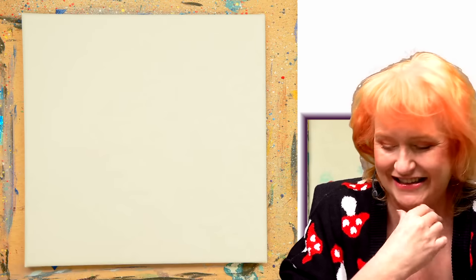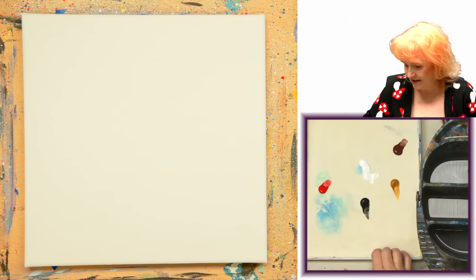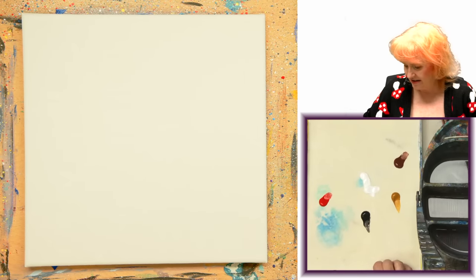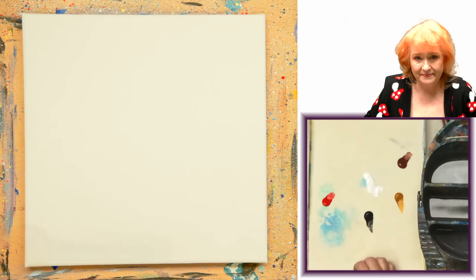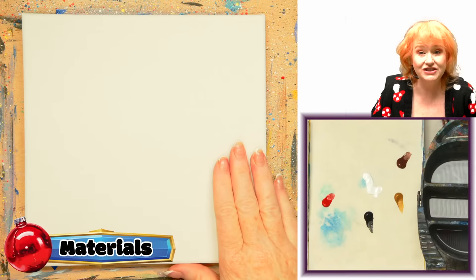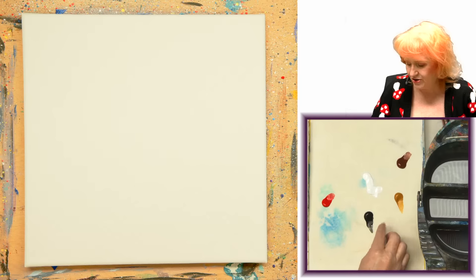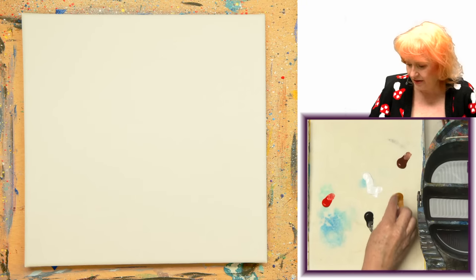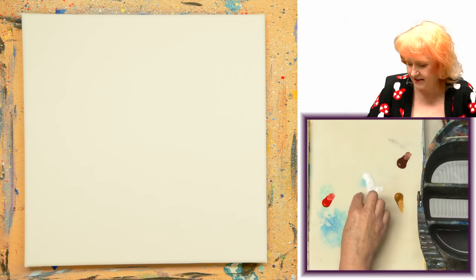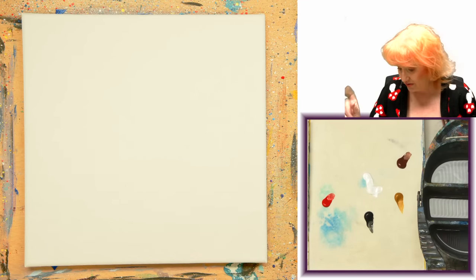It's what we've got. All right, let's go over today's materials. Let me make sure my materials palette is set well. All right, there we go. What I have here is an 8x8 surface, and I'm using the colors Cad Red, Mars Black, Yellow Ochre, Burnt Sienna, and Titanium White. I think that's all I am going to need today.